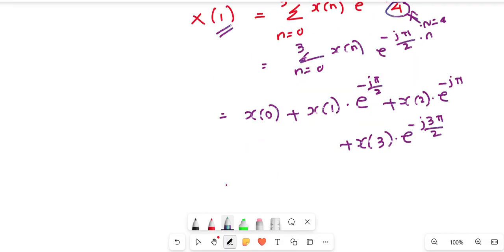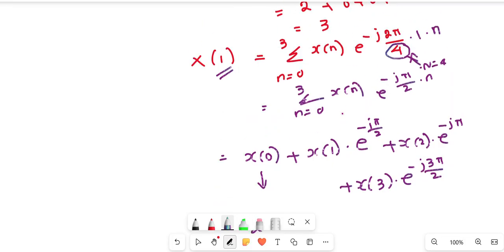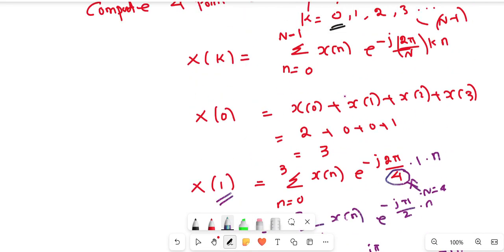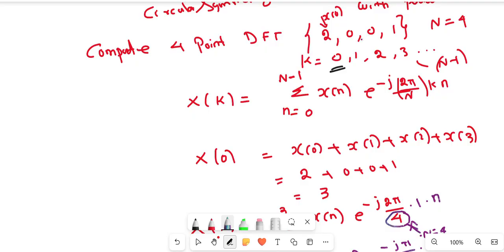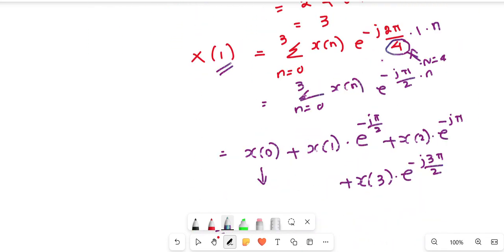Simplify again. What is the x of 0 value? The x of 0 value is 2, plus other terms, which are all 0. The last term will be 1. What is the x of 0? It is 0. This is x of 1, this is x of 2, this is x of 3. So x of 3 is only 1.